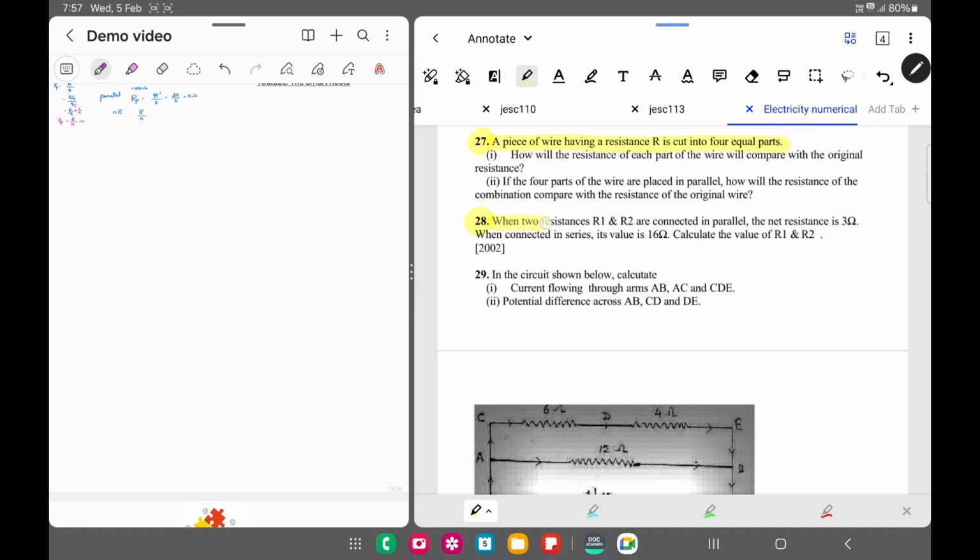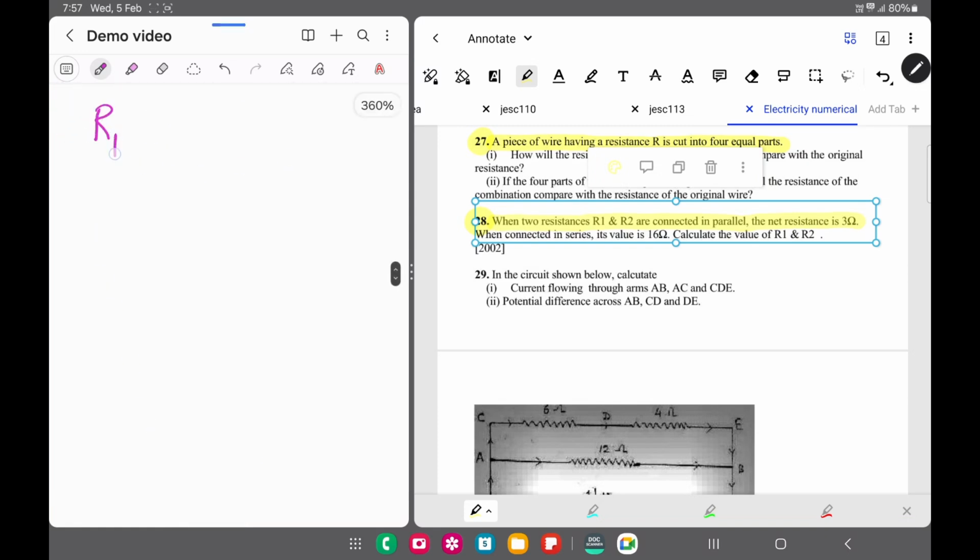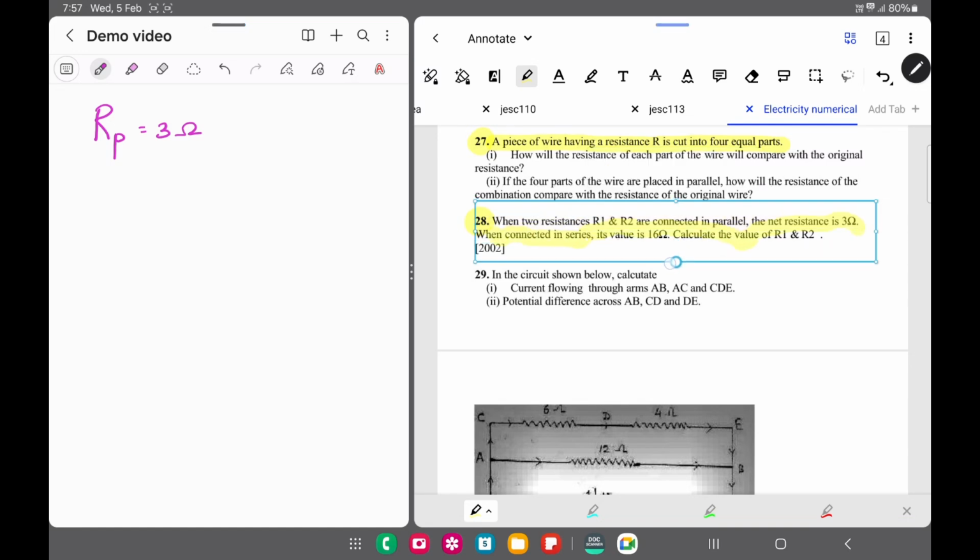When two resistances R1 and R2 are connected in parallel, the net resistance is 3 ohm. So when you connect them in parallel you get 3 ohm. When they are connected in series, its value is 16 ohm, right? And calculate the individual resistances R1 and R2. Now we are going to find that.